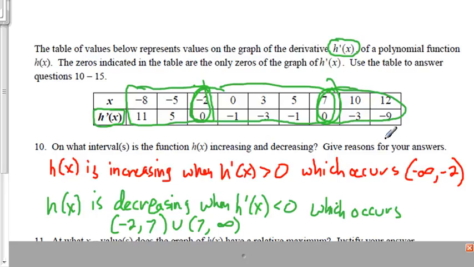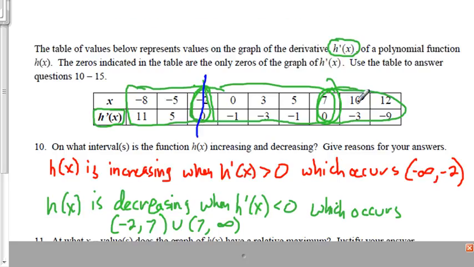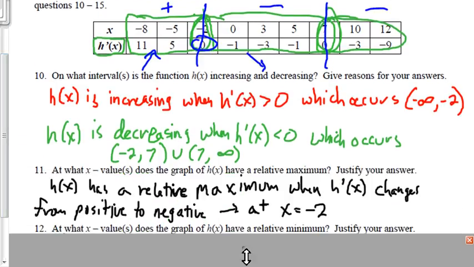At what x value does the graph of h of x have a relative maximum? Well, let's treat this like it's our sign change chart. And here are my zeros right here at negative 2 and 7. And I have positive here, negative there, and negative there. I need to have a positive, go to a 0, and then negative. And so my relative maximum is going to occur when the derivative changes from positive to negative, and that occurs right here at negative 2.